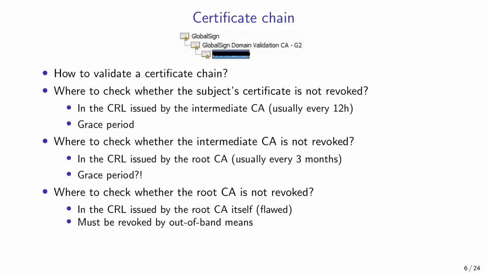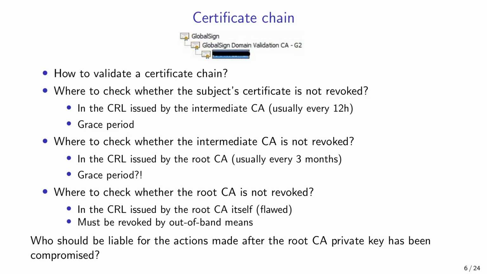Now, a hypothetical question to you. Who should be liable for the actions made after the root CA private key has been compromised? For example, a fraudulent certificate is issued and a forged transaction is made with it. Now, who should take the responsibility for this forged transaction? I think it would be reasonable to say that before the CA informs the relying parties, the CA should be liable. After the relying parties have been informed, the risk of accepting the transactions should fall on the relying parties.